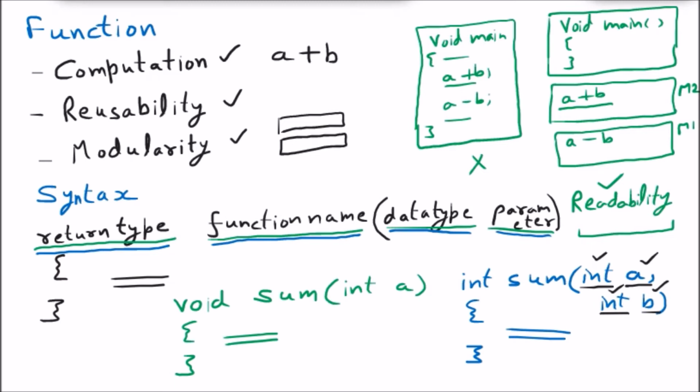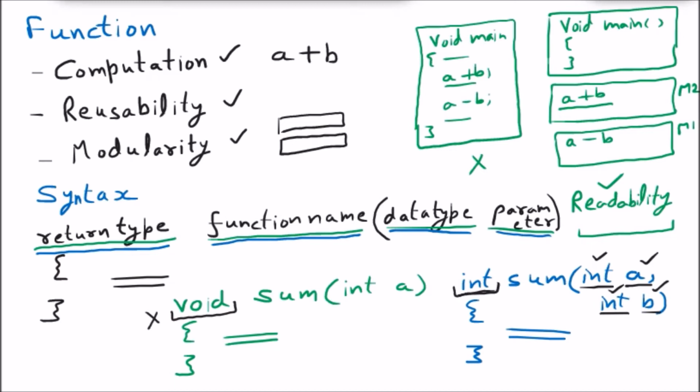Okay, and this one is the return value, the return type of the function. If I talk about the first function, the return type is void. Void means the function is returning nothing. The function is not going to return anything. And in the second function, we are having the return type int.